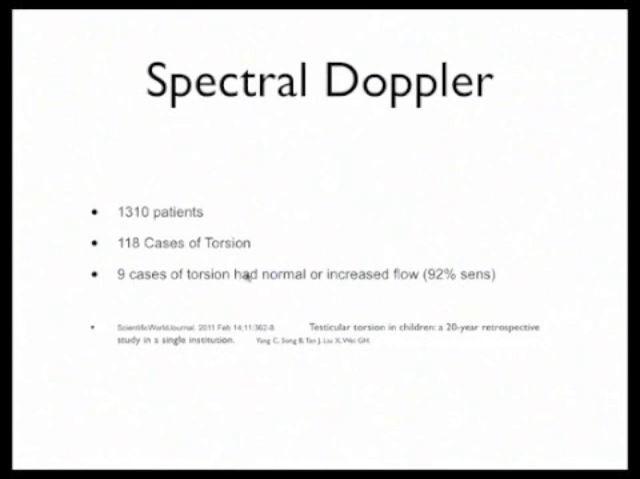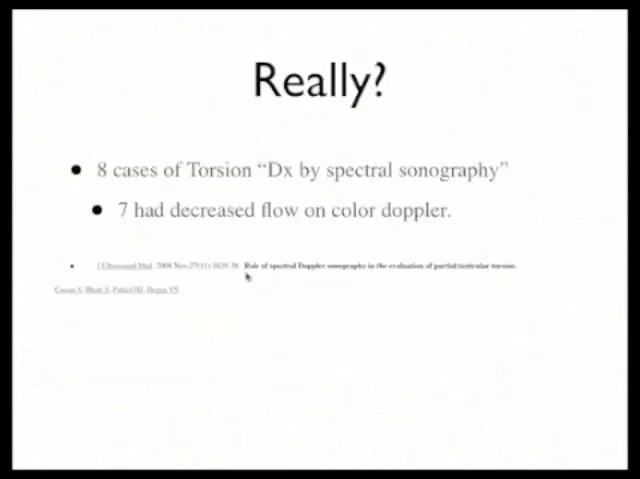I really couldn't find any studies, though, looking at how much it actually does increase your sensitivity and specificity with spectral Doppler. And I found this study in the Journal of Ultrasound Medicine entitled "The Role of Spectral Doppler in the Evaluation of Partial Testicular Torsion," and they were talking about 8 cases that they quote-unquote diagnosed as torsion by spectral sonography, but then if you read the paper more, 7 of those actually had decreased flow on color Doppler. It was just obvious once they did spectral Doppler.